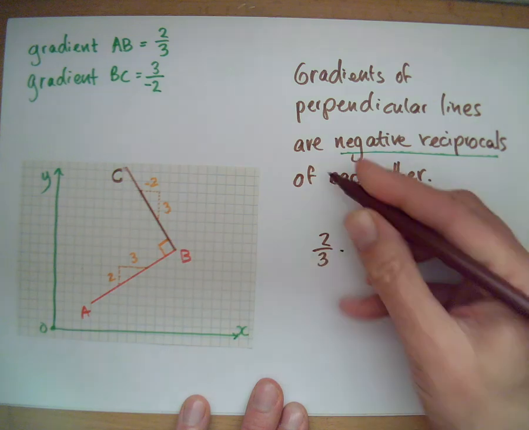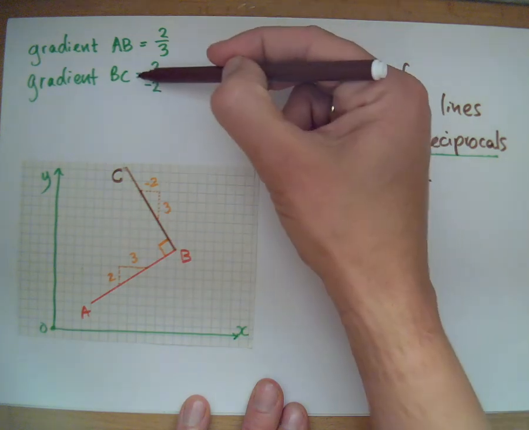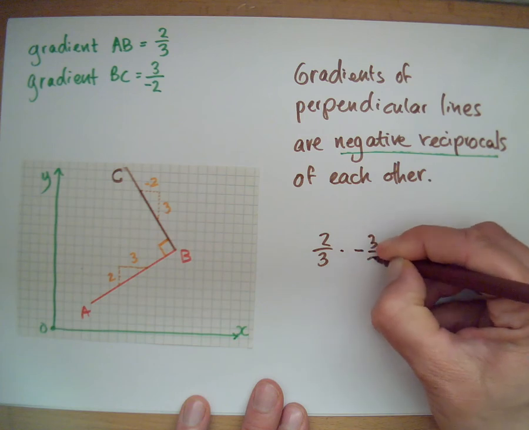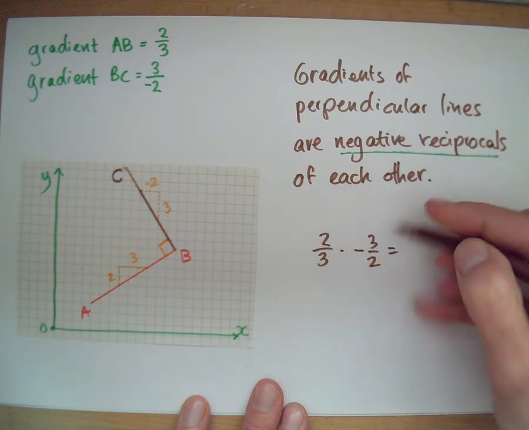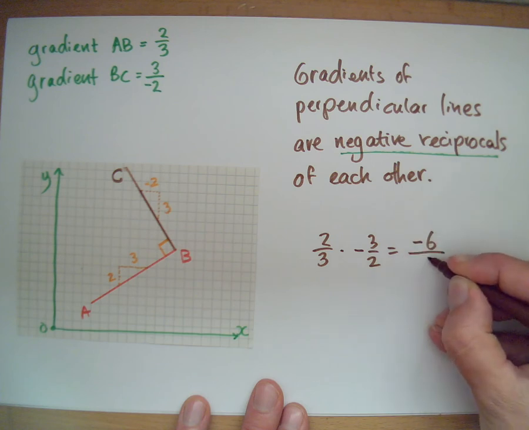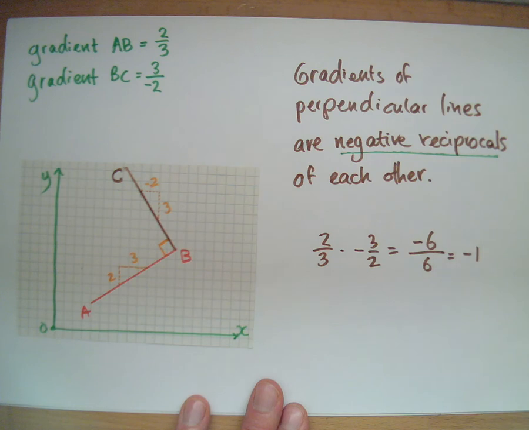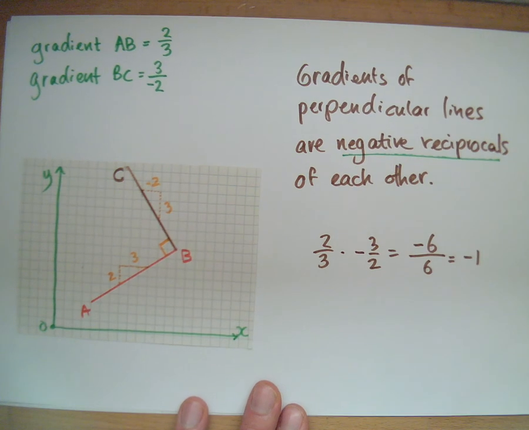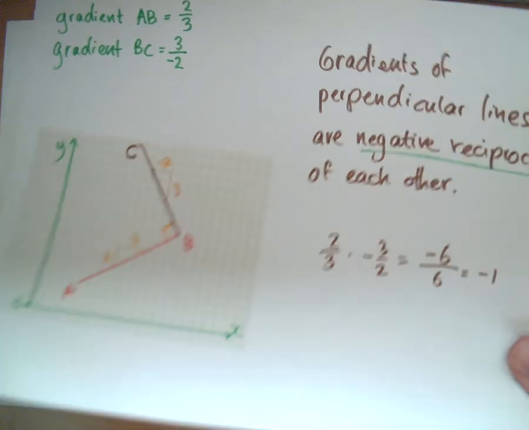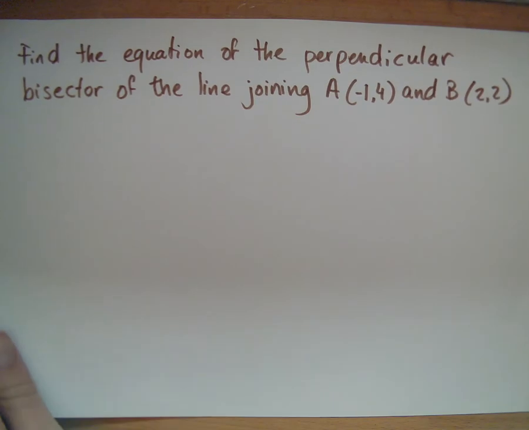2/3 times, I can put the negative in front, right? Times negative 3/2 equals negative 6 over 6, which equals negative 1. So this is a pattern, a rule that we can use in all sorts of fun problems. Let me show you one very interesting one.